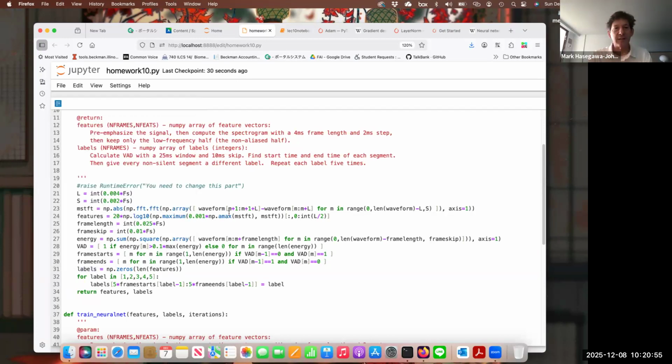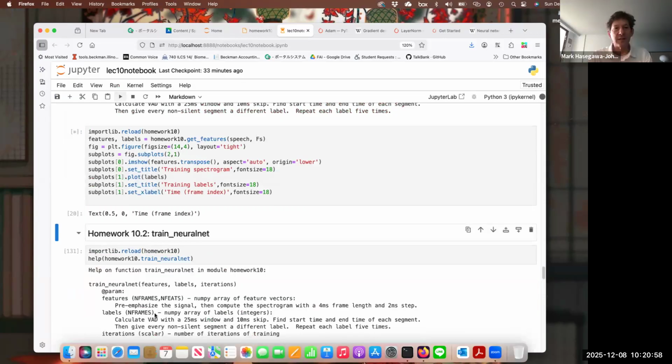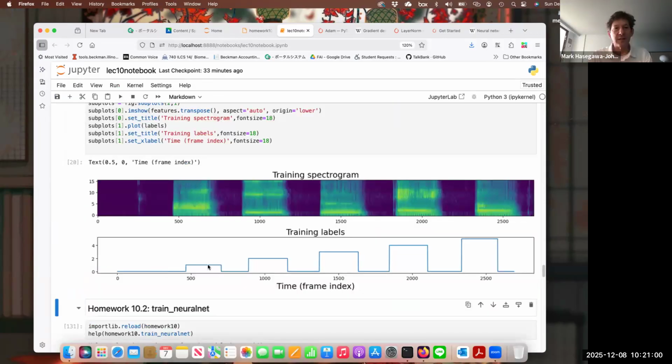There we go. Now we have the spectrogram, A, E, U, A, O, and now we have the frame labels, all 0, and then it changes to 1, and then 2, and then 3, and then 4, and then 5. So we have all of the frames correctly labeled. Now we have training data that we can use to train our neural network.